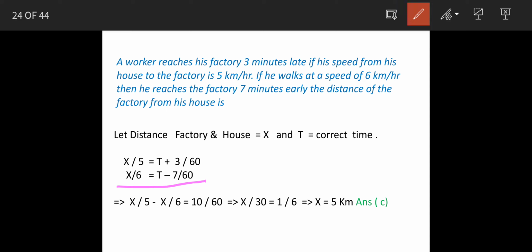Similarly, we'll work out the second equation. Total distance is x divided by his speed, 6 kilometers per hour, is equal to the correct time, but he's reaching early, so this is the correct time minus 7 minutes divided by 60. So these are the two equations.